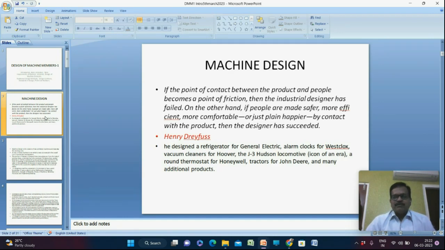He designed a refrigerator for General Electric, alarm clocks for Westclox, vacuum cleaners for Hoover, J3 Hudson locomotive, a round thermostat for Honeywell, tractors for John Deere, and many other additional products designed by Henry Dreyfus, an industrial designer from the United States of America.